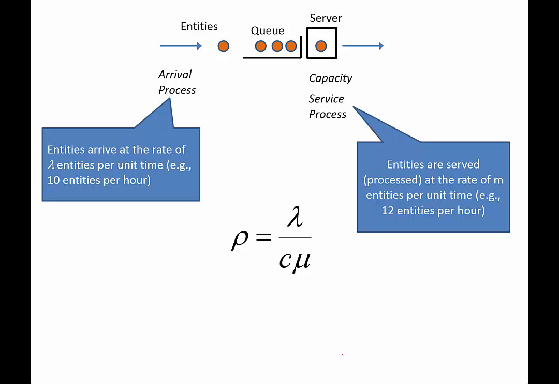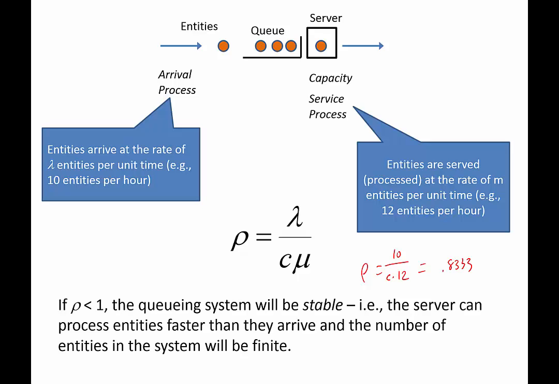Rho is simply equal to lambda over C mu, where recall C is the service capacity. And so in this case, if we have lambda equals 10, we can get a rho of 10 over C, which is 1, times 12, which is about 0.8333. And so what that tells us is that if entities arrive at the rate of 10 per hour, and we can process them at the rate of 12 per hour, then we're going to have an overall utilization of about 83.33%.